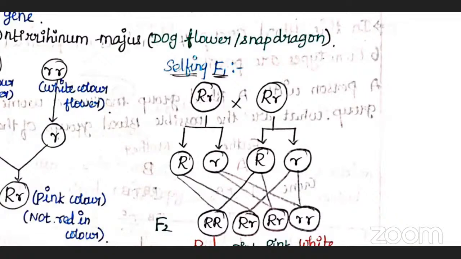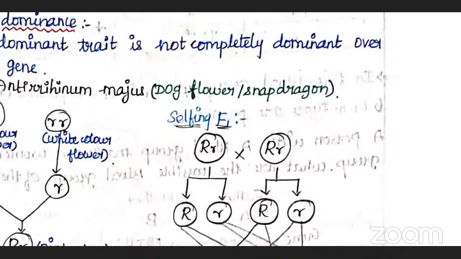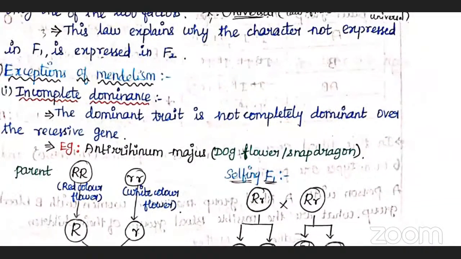Segregation means separation. For what purpose will it be separated? To form a new gamete. Only for that purpose will it be separated. That is what I just explained. So the gametes will be separated, and after that they will unite and form a new zygote.